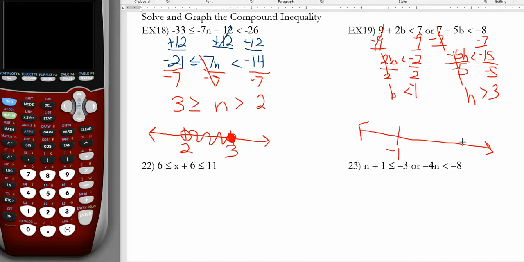So negative 1 is lower, 3 is upper. Both are without equal to, so that's going to be open dots on both. And this being an or, although looking at this, less than negative 1, and the other one would be greater than 3. So the first one shades inwards, the second one shades outwards.